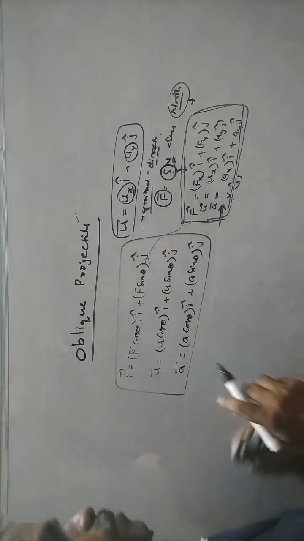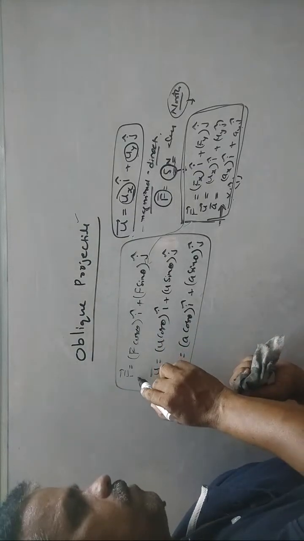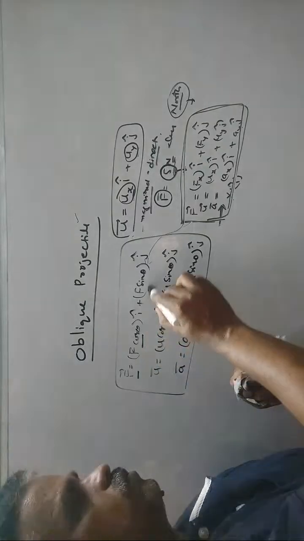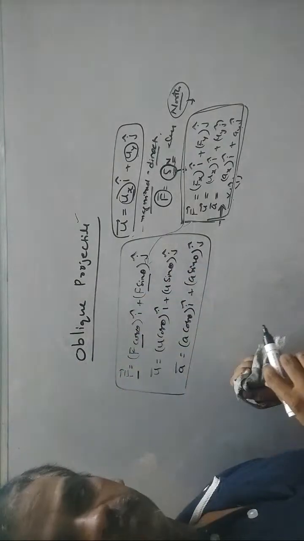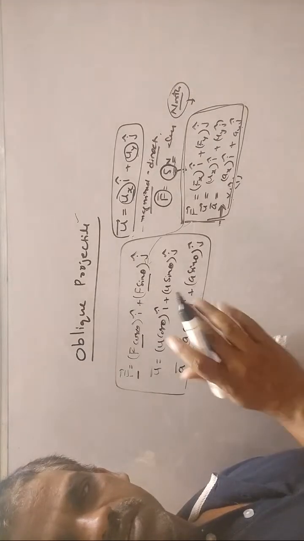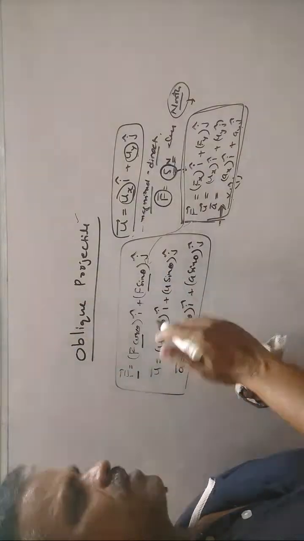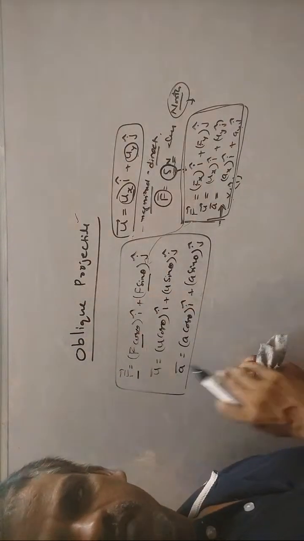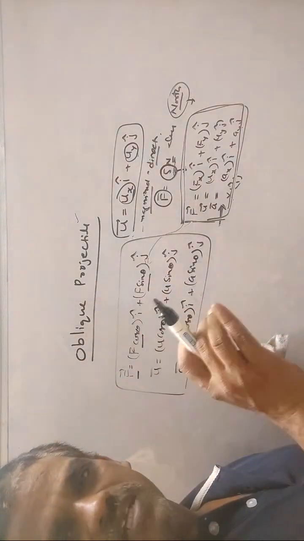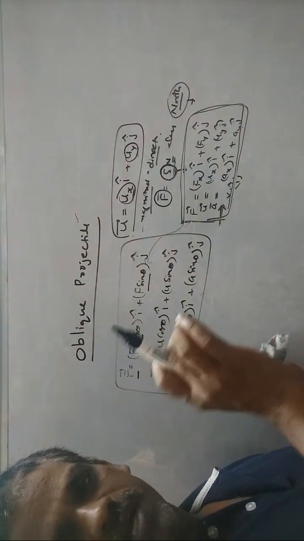So see, simply I am resolving one vector into two components. I am splitting one vector into two components, a component along the x-axis and a component along the y-axis. We can resolve every vector. What is a vector? A vector has magnitude and direction.